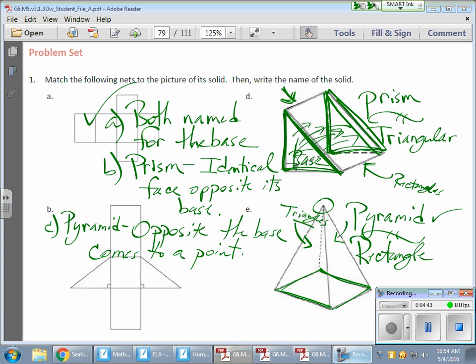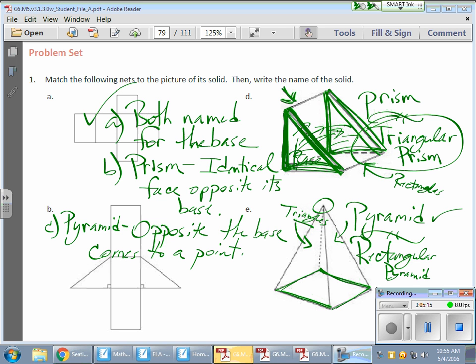Since we have triangles going through the prism, we call it a triangular prism, like that. Okay, so that's the name of that guy. And for the pyramid, it's named after its base. So it's a rectangle, so this is called a rectangular pyramid.